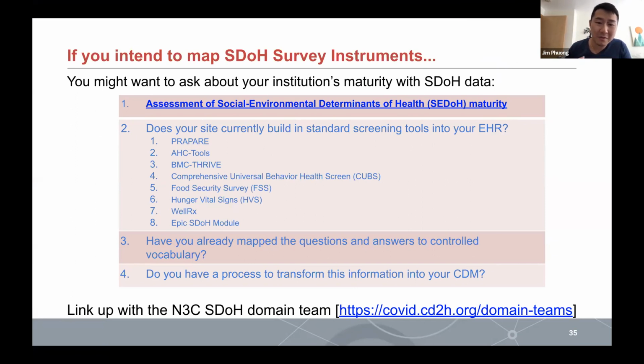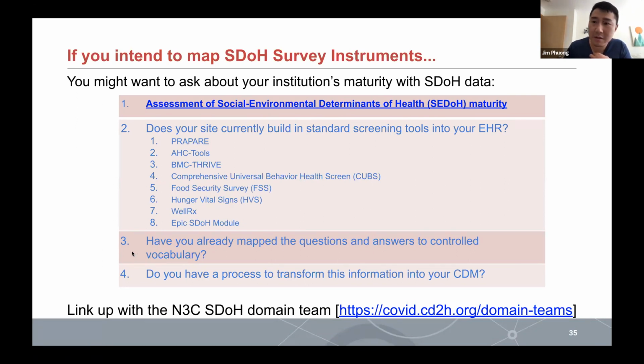There is a 4-step process in this. One is to ask your site, and you could use the social environmental determinants of health maturity model to guide that assessment. If you're looking at any one of those screening tools that we just talked about, PRAPARE, AHC tools, BMC THRIVE, or CUBS, Food Security Survey, Hunger Vital Signs, WellRx, or even the Epic Social Determinants of Health module, some of these have been mapped into controlled vocabulary mappings. And if you know that your site is using those, but it's not getting into the research instrument, just connect with us, because that's low-hanging fruit.